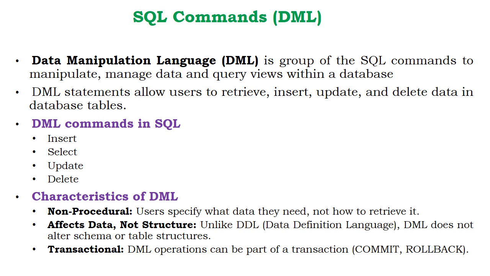And next is the characteristics of DML. It is non-procedural. It means the user specifies what data they need, not how to retrieve it. And it will affect data, not the structure. Unlike DDL, DML does not alter the schema or table structure. And next one is transactional. The DML operation can be part of a transaction, for example, commit and rollback.